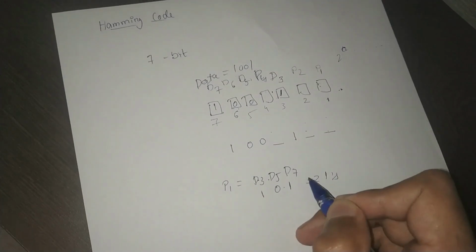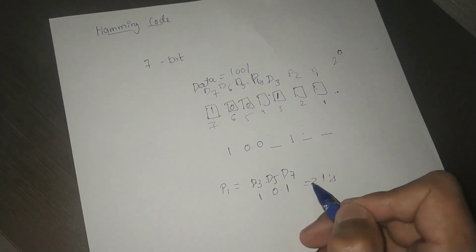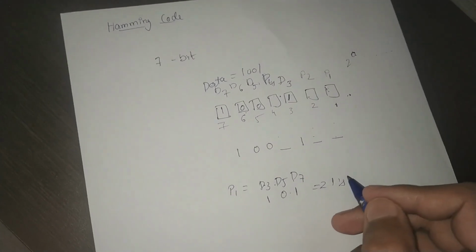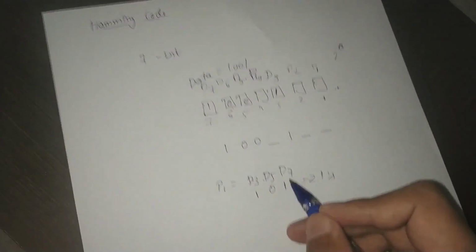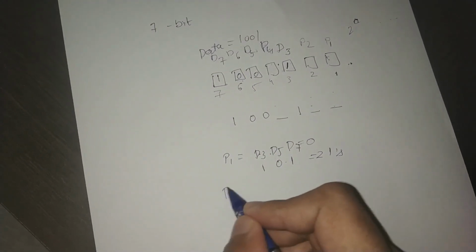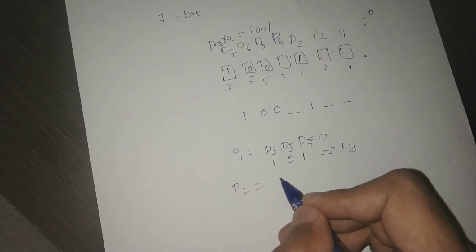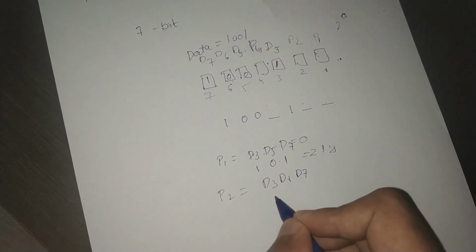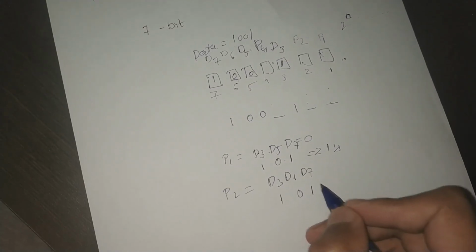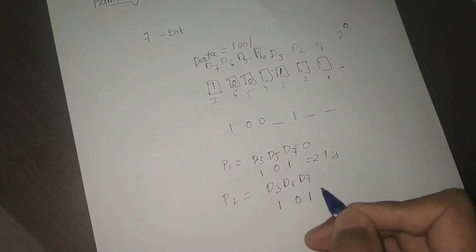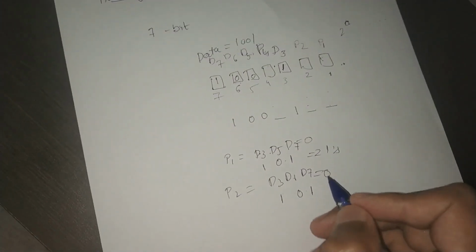So what should I add so that the number of ones is even? It's already even, right? So we don't have to add any ones. So P1 should be 0. Now see P2: it covers D3, D6 and D7. My D3 is 1, D6 is 0, D7 is 1. Already 2 ones, so even. I don't have to add anything, that means P2 is 0.